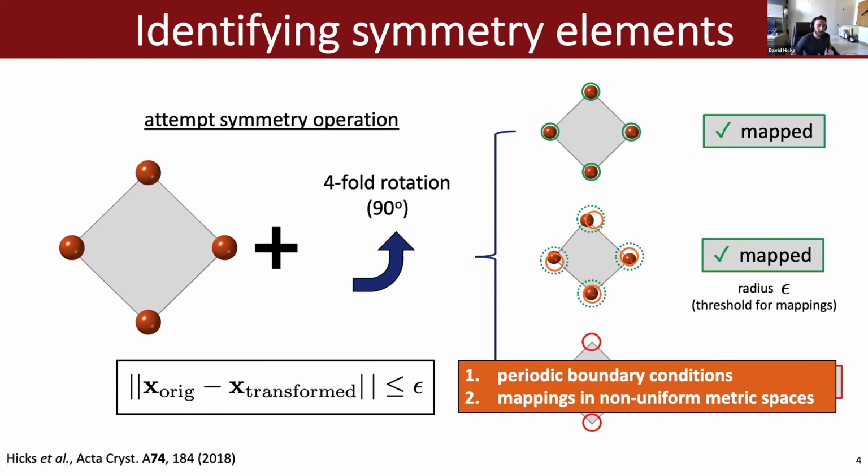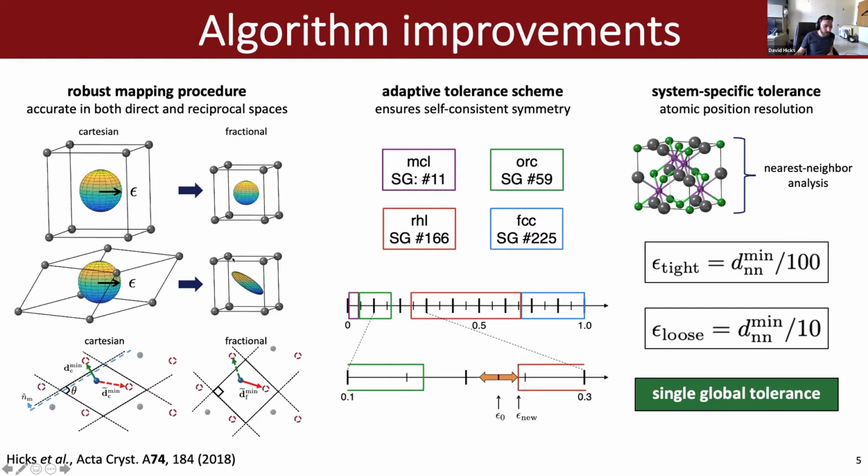But again, since we're typically modeling inorganic crystals, we have periodic boundary conditions. And also, if you're familiar with some of the modeling techniques, you can represent coordinates in direct or fractional coordinates. And depending on which space you're working in, you may not be using a uniform metric tensor, so you may not be in a uniform metric space. There's a lot of details that I'm not really going to cover, but basically I wanted to highlight some of the algorithm improvements that AFLOW-SYM has, and then I'll compare it to some of the off-the-shelf packages.